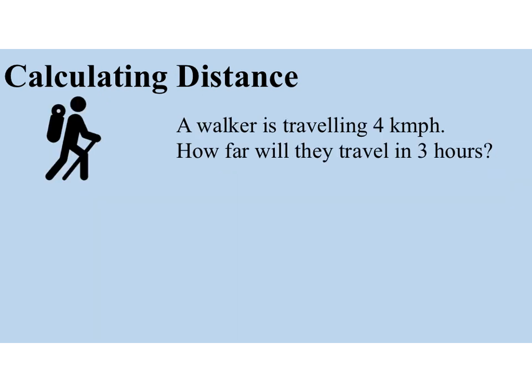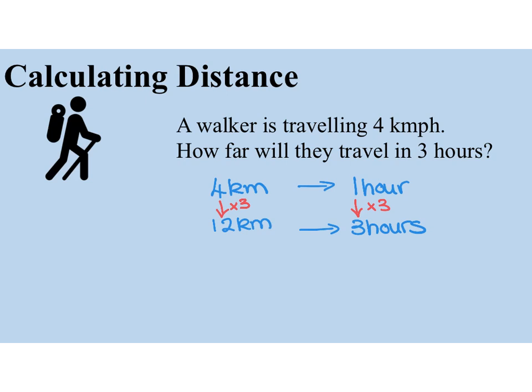Okay, the next question we have here is talking about a walker. The walker is travelling 4 kilometres every 1 hour. And the question says, how far will they travel in 3 hours? Okay, so hopefully you realise to get from 1 to 3, we multiply by 3. So do the same to the other side, multiply this by 3, and we'll get an answer of 12 kilometres because 4 times 3 makes 12.